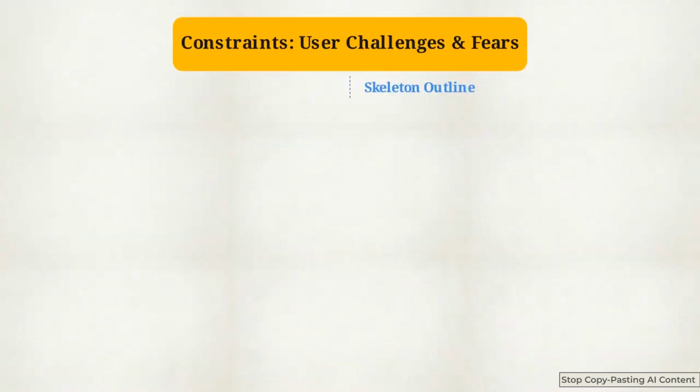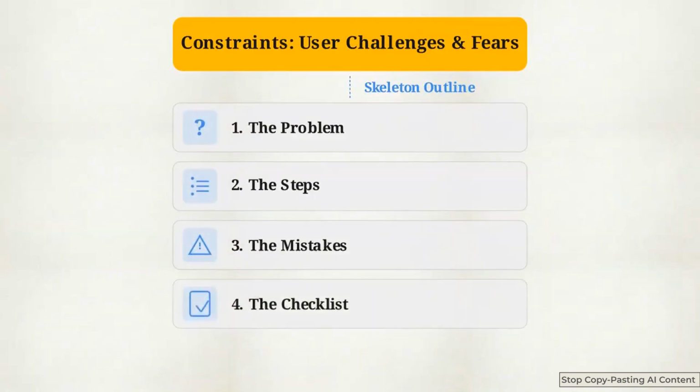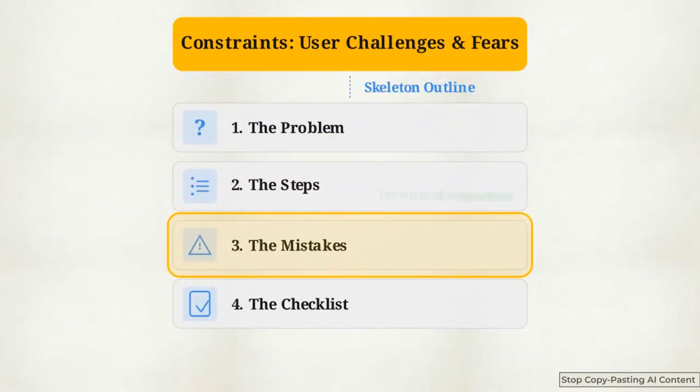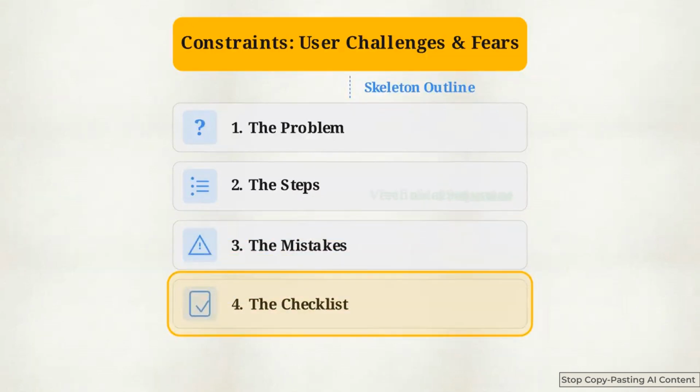This framework begins with the reader's problem, moves through technical steps, identifies common mistakes, and concludes with a checklist. This structure serves a specific purpose. The problem section establishes context. The steps provide the technical sequence. The mistakes section prevents common configuration errors, and the checklist provides a verifiable endpoint.